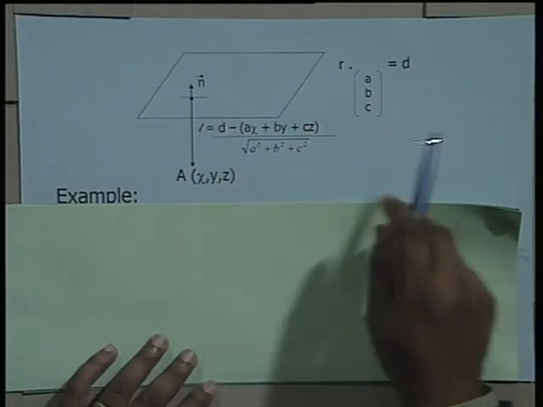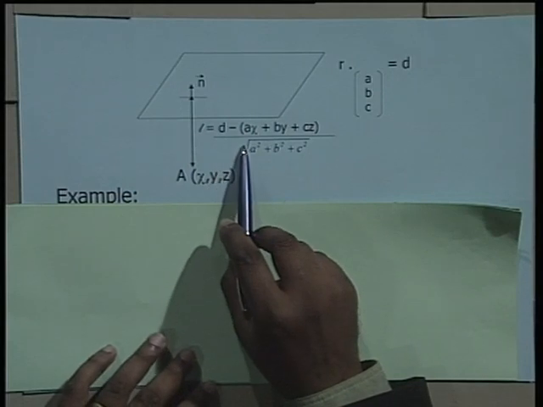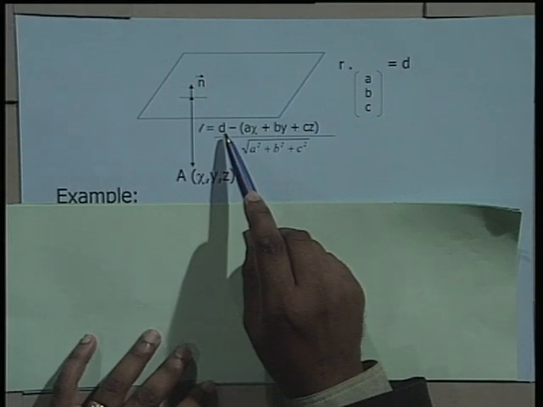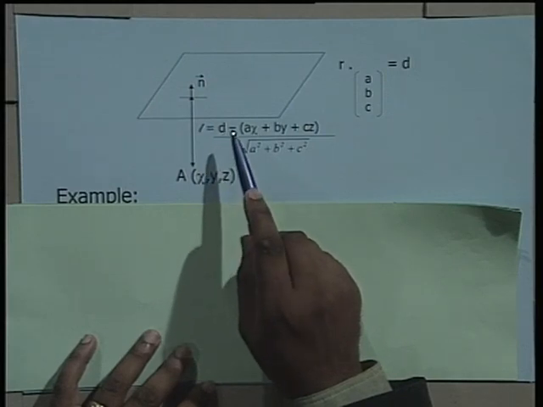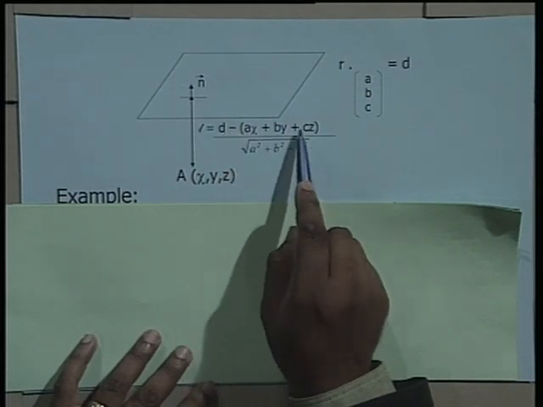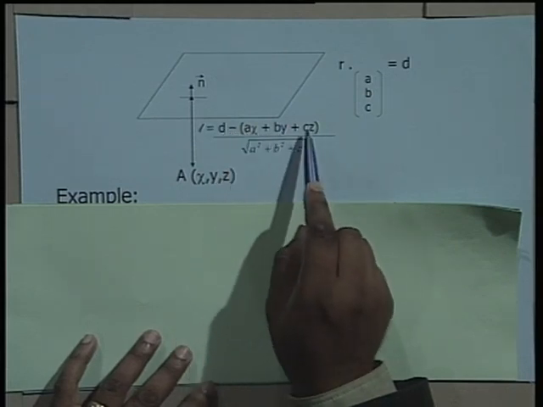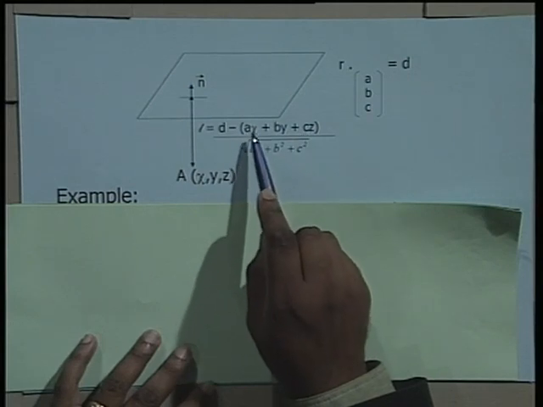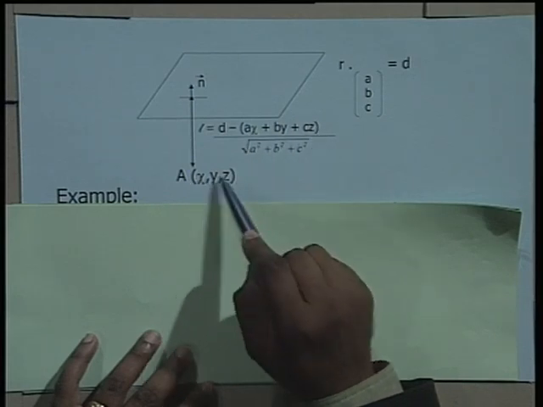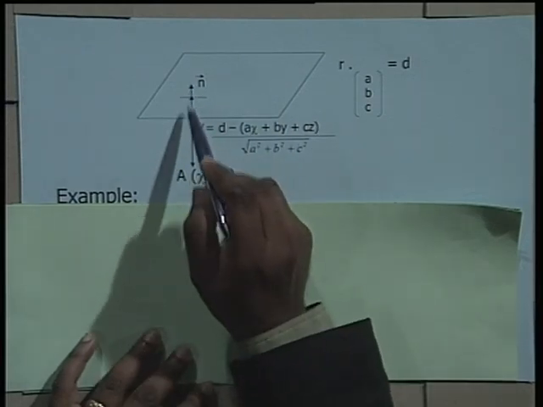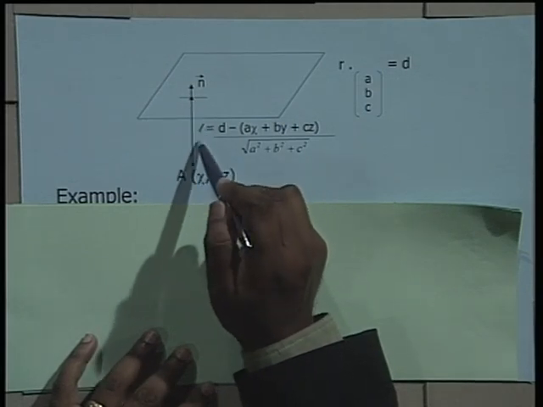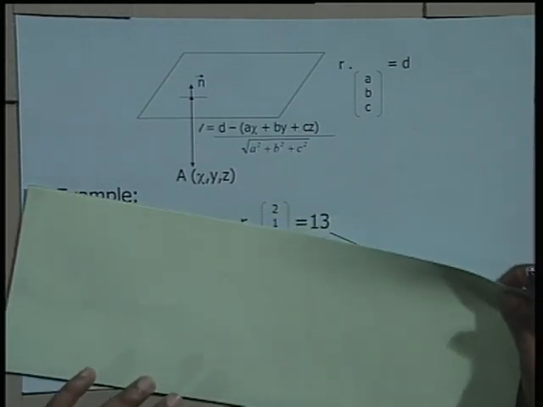So we will not entangle ourselves in the derivation of this distance. The distance is given by the following: d, which is the value of the parameter in the equation of the plane, minus ax plus by plus cz, where a, b, c are elements of the vector normal to the plane, and x, y, z are the coordinates of the point. So the distance between A and the plane is L, and L is given by this formula.